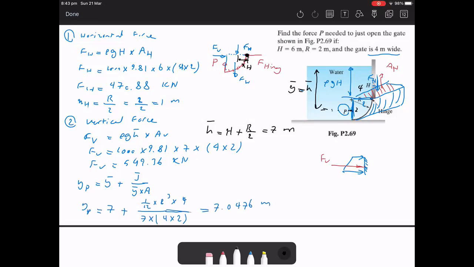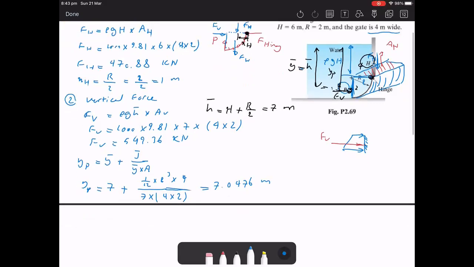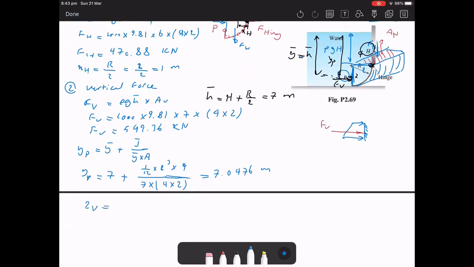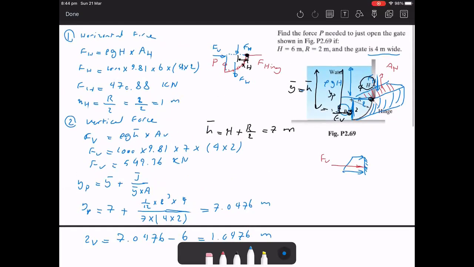So if FV is acting here, this is the YP. But what we need is the vertical distance to the hinge. So I need to deduct the value of the H, which is 6 meters. I'll call it Z vertical, which can be obtained by using YP, 7.0476, minus capital H, which is 6 meters. So the distance from the vertical force acting to the hinge point is 1.0476 meters.